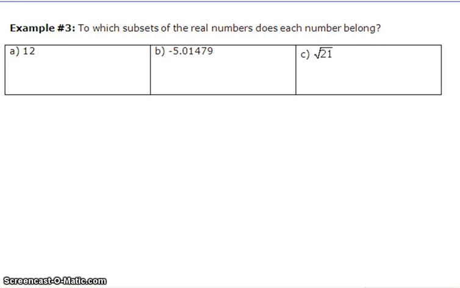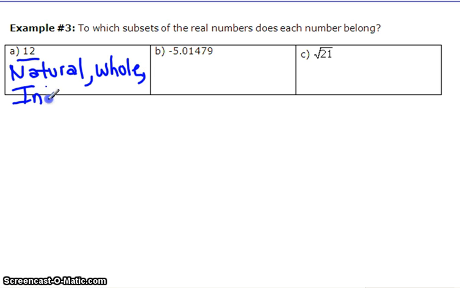So this one says to which subset of the real numbers does each number belong? So basically we're saying, is it whole, natural, integer, and so on. Well, 12 I know is a natural number because it's a counting number. I can count up to 12. But 12 is also a whole number because it's positive and it's not a fraction. Well, integers can also be positive. So 12 is also an integer. And since 12 can be written as a fraction, it is also a rational number.